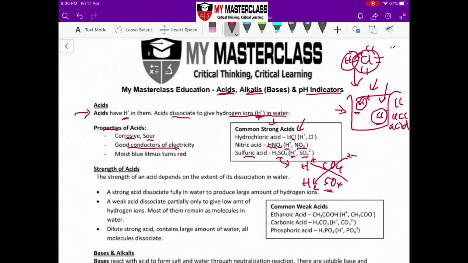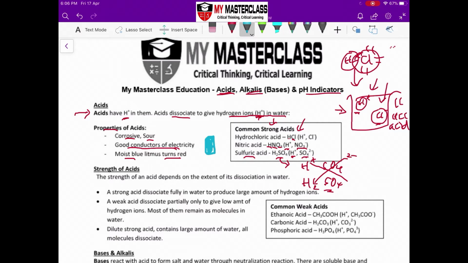The last one is that it turns moist blue litmus paper red. I remember it as blue turns red, because red is dangerous, it is corrosive. So acids will turn moist blue litmus paper red. Your blue litmus paper will really just look something like this, a piece of paper, and the whole paper is blue in color.